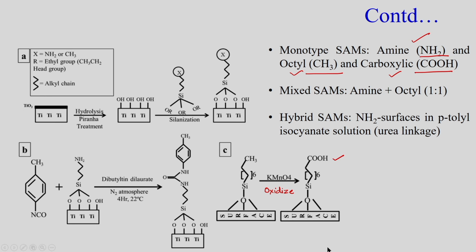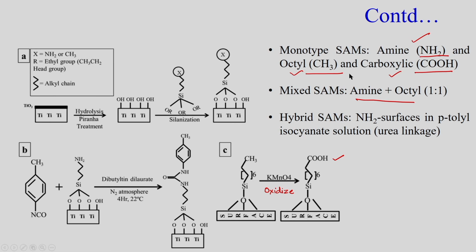Now we have also prepared a mixed SAM, where both the amine as well as the octyl group are in the solution, so we will have both amine and octyl groups on the surface. In the case of the hybrid SAM, the amine SAM was first formed, then it was reacted with para-tolyl isocyanate, which ended up with the urea linkage NHCONH. So, the same SAM molecule now has a hydrophobic group as well as a hydrophilic group. Both functional groups are present in the same chain, that is why it is called the hybrid SAM. So, these were the different types of SAM applied on the titania surface: the monoSAMs, amine, octyl and carboxylic; the mixed SAM, a mixture of amine and octyl; and the hybrid SAM.